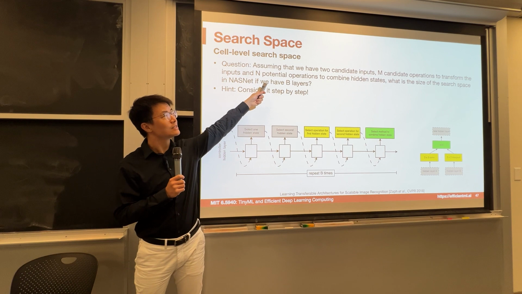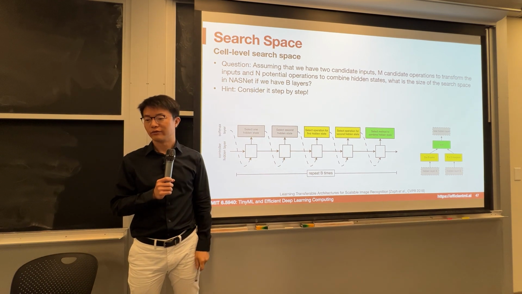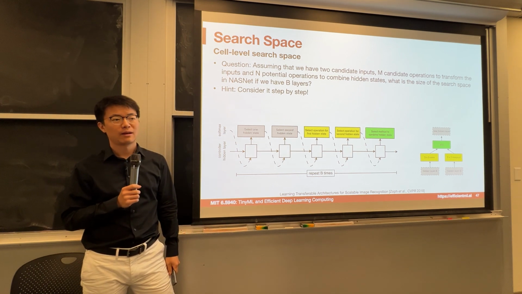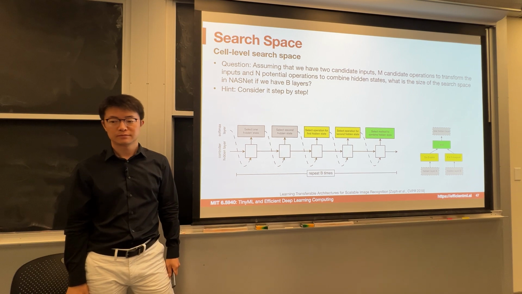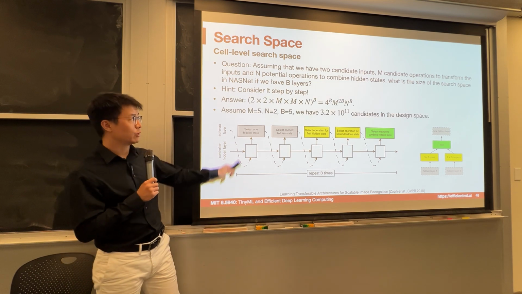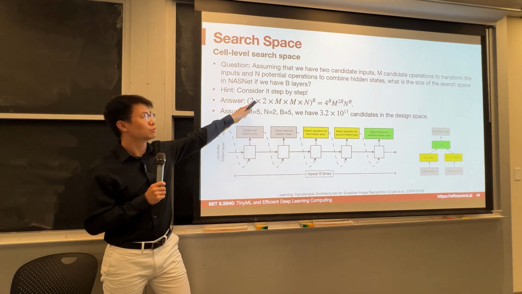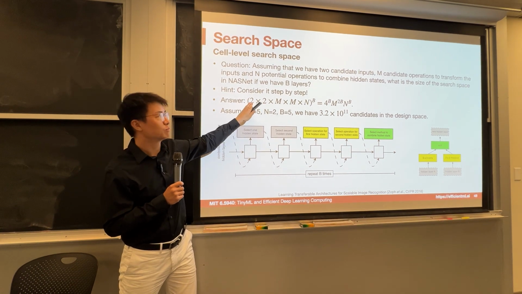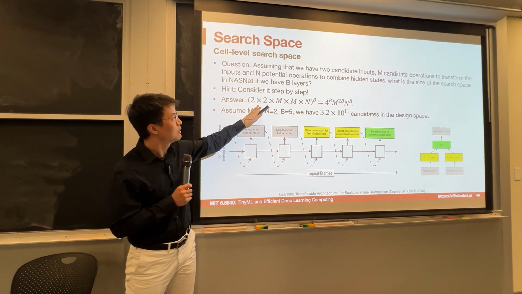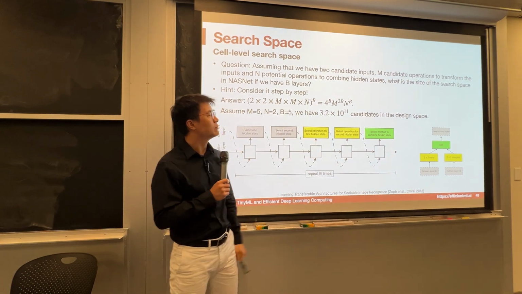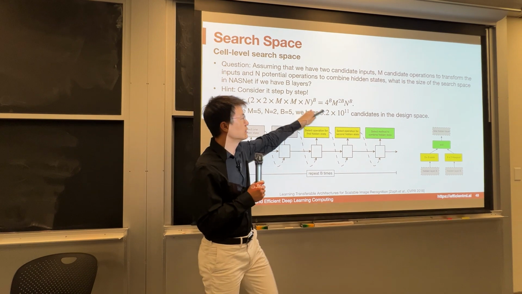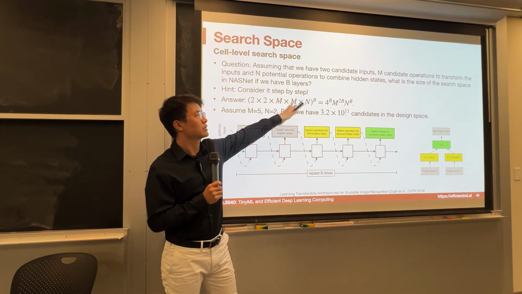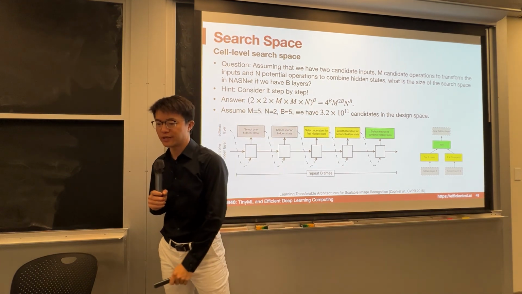You have two candidate inputs. You have m candidate operations and n operations to combine them. So for each layer, you have to first choose the first state. You have two choices. You choose the second state. You have two choices: the previous layer or the layer before that. M operations and also N methods to combine them, and then you have B layers. Multiply them together to the power of B. So this is the design space.